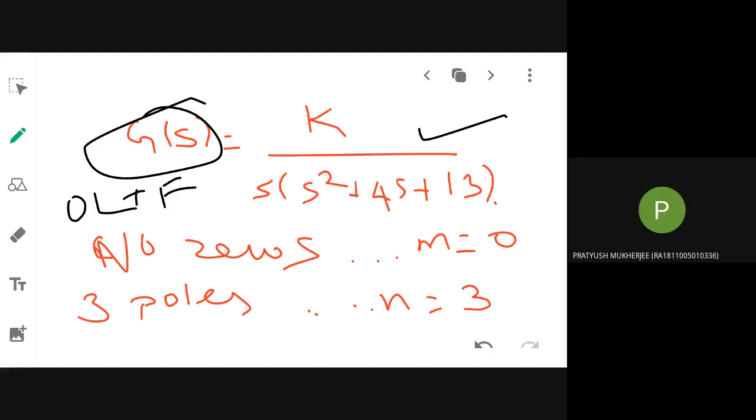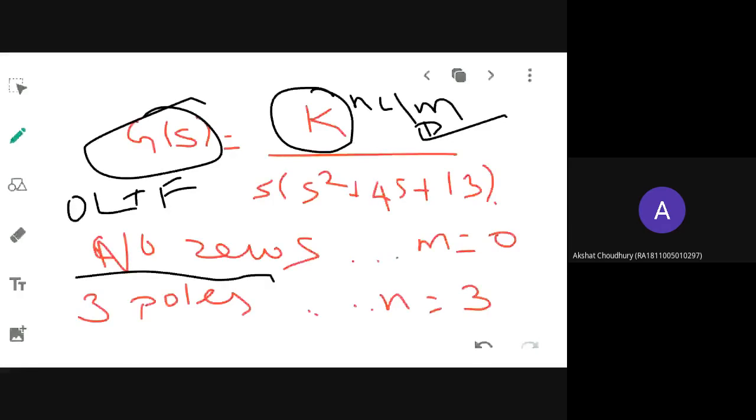Zeros are the numerator polynomial roots. If you look at the numerator polynomial, there is only a constant gain factor, the open loop gain. There are no zeros, so I have written here that there are no zeros. M represents the number of zeros, so M is equal to 0.